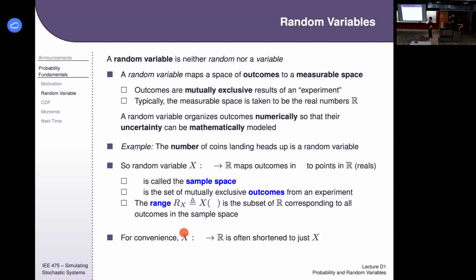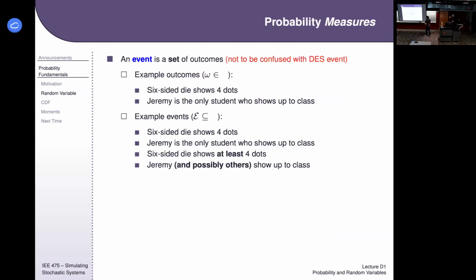So for convenience, we'll often drop this function notation and just call the random variable x. So it looks like a variable, but remember, it's not actually a variable. We're never going to say x equals 2. We're never going to assign anything to it. x just represents the sort of numerical perspective that we have decided on outcomes from the physical world. That's what a random variable is.